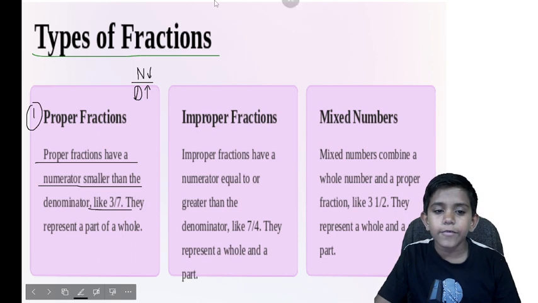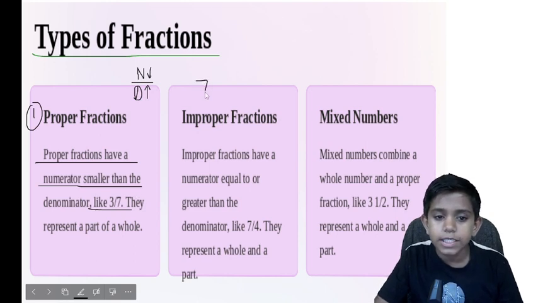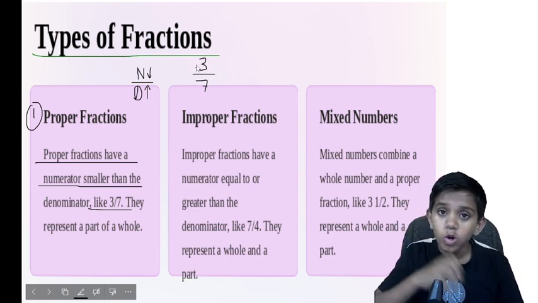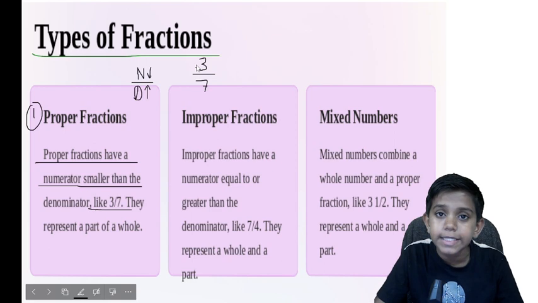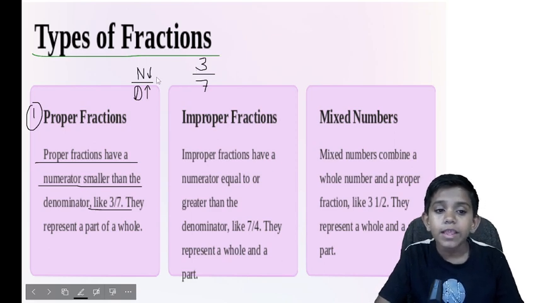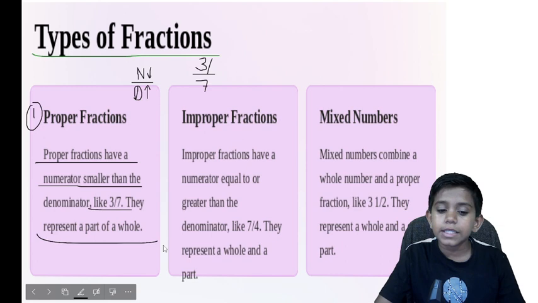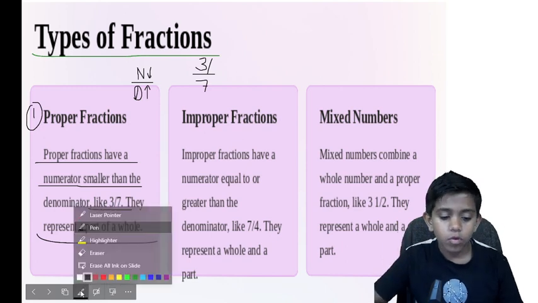Like 3 by 7 means there are a total of 7 parts, and out of those 7, 3 parts. If we want to represent 3 parts, we say 3 by 7. The numerator is less than 7, 3 is less than 7, so it is called a proper fraction. They represent a part of a whole.